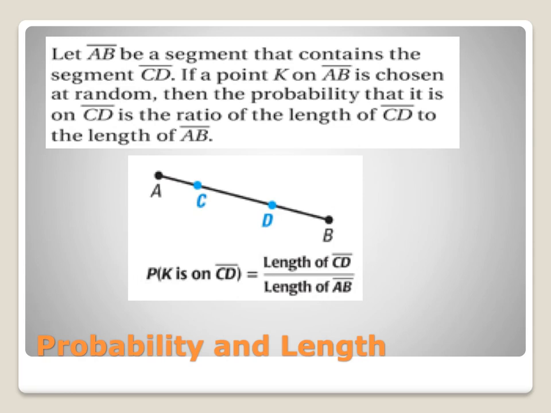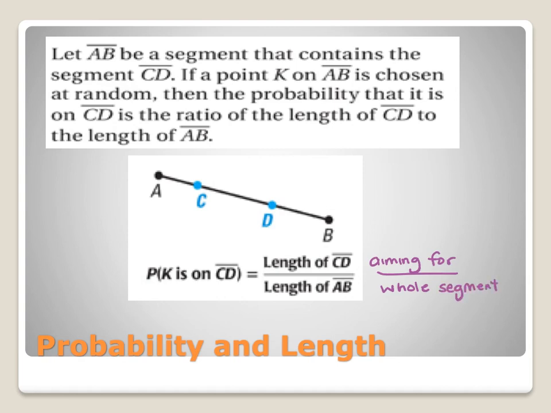Let AB be a segment that contains segment CD. If point K on AB is chosen at random, then the probability that it's on CD is the ratio of the length of CD to the length of AB. So this is a lot of words to say. Basically, we want to put what we're aiming for over the whole thing.